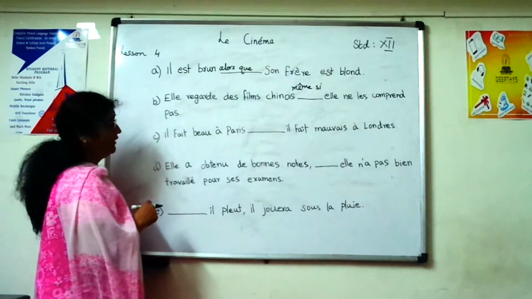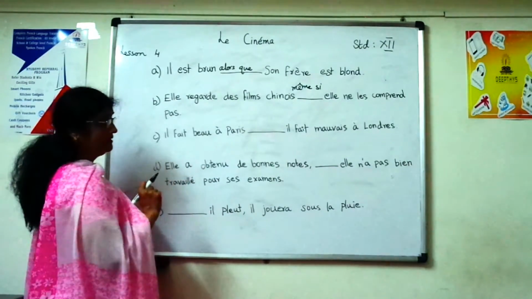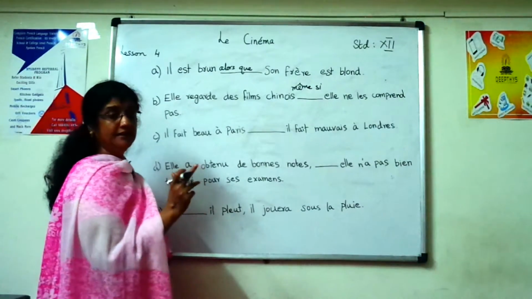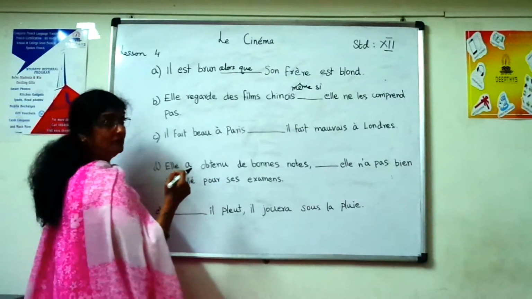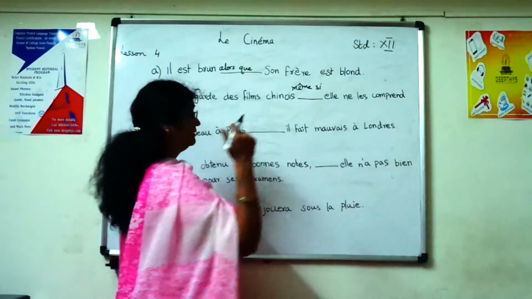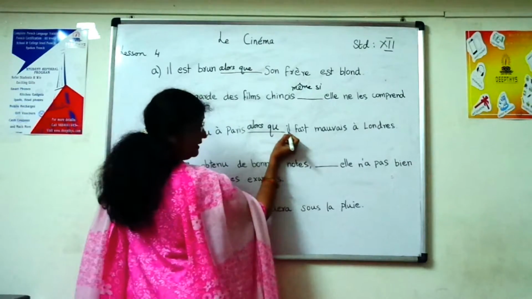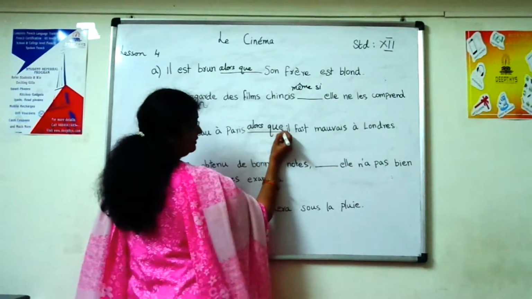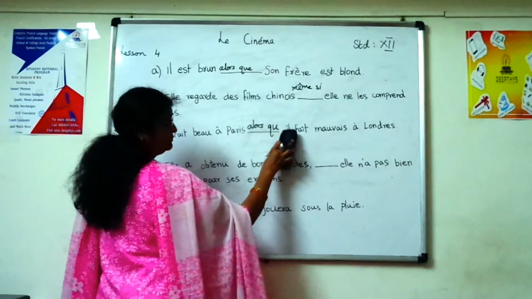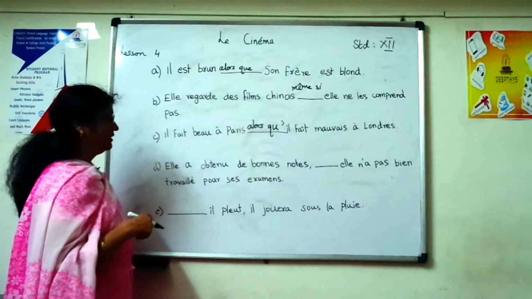The third sentence, il fait beau à Paris, il fait mauvais à Londres. So the weather is fine in Paris, the weather is bad in London. Here you can see that they are talking about two different ideas totally in contrast to each other. So you will use alors que. The weather is fine in Paris, whereas the weather is bad in London. But remember, when you write alors que and il together, there is a clash in the vowel sounds as you pronounce. So you cannot write que fully as it is. You will put alors qu'il. Alors qu'il fait mauvais à Londres. We go to the next sentence.